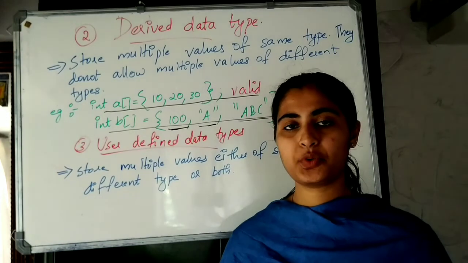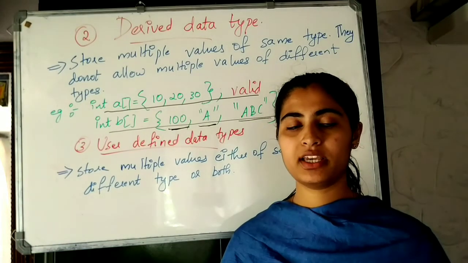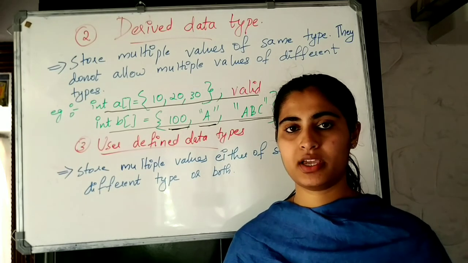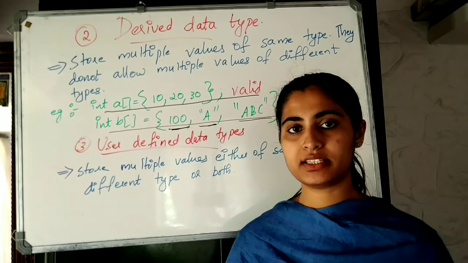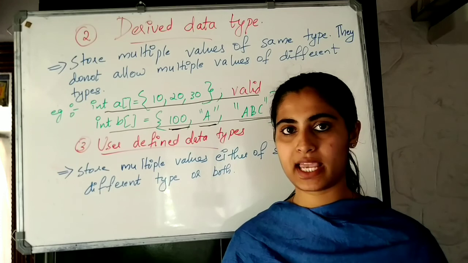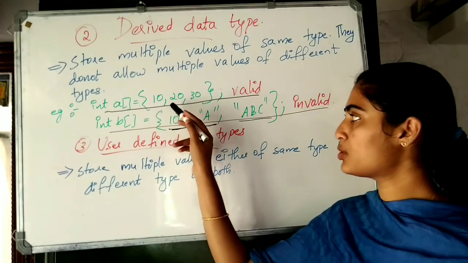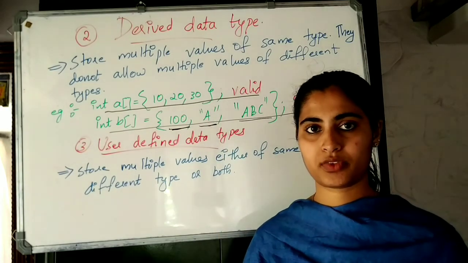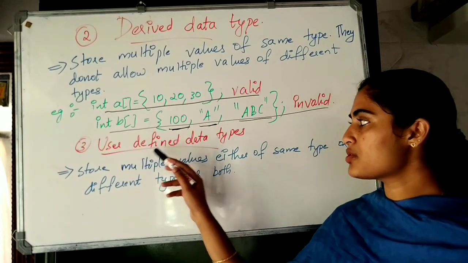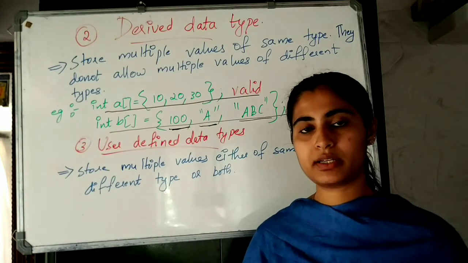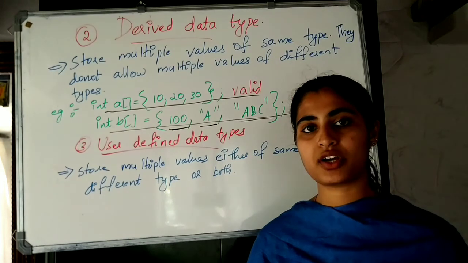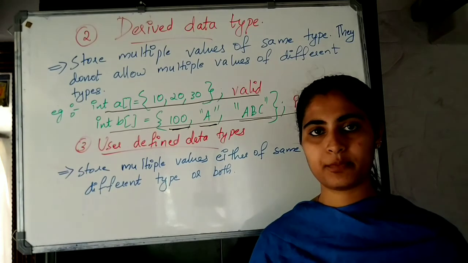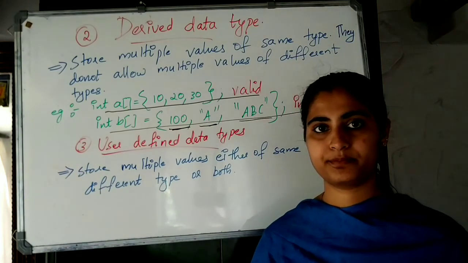Okay, so there are three types of data type. First one is fundamental or primitive data type. Here we can store only one value at a time. And second one is derived data type. Here we can store multiple values, but the condition is that all the values should be of same type. For example, int a equal to 10, 20, 30. Here 10, 20, 30 are of same data type. And third one is user defined data type. Here we can store multiple values which are of same type as well as of different types. Okay, so these are the 3 different types of data types used in Java program.